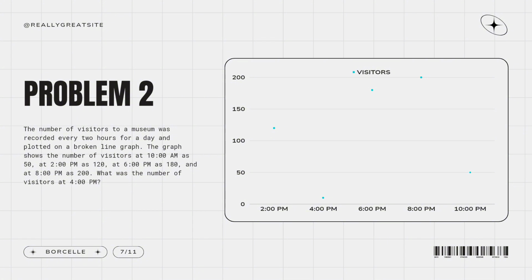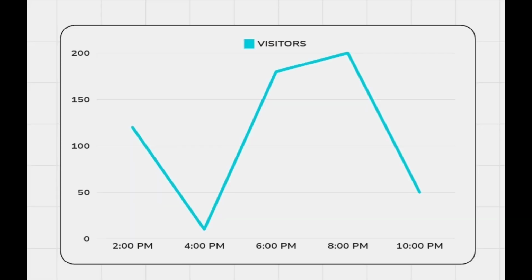Sample number 2. The number of visitors to a museum was recorded every 2 hours for a day and plotted on a broken line graph. The graph showed the number of visitors at 10 a.m. as 50, at 2 p.m. as 120, at 6 p.m. as 180, and at 8 p.m. as 200. What was the number of visitors at 4 p.m.?